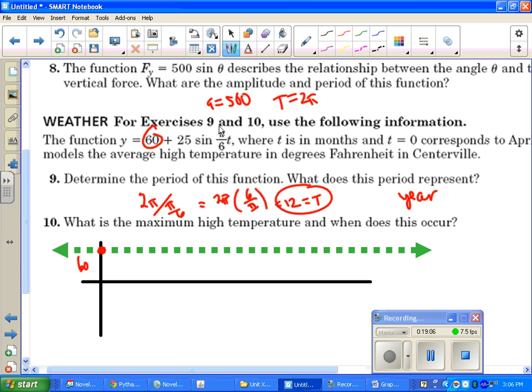So the period is going to be 12. So at 12, I'm going to be back here at the center. The 25 is still the amplitude. That's how high I'm going to stretch up, right? So when I go up to the peak, I got to go up 25 off of the 60. So that's really going to take me to 85. And it's going to dip down 25 below the 60, which really takes me to 35.